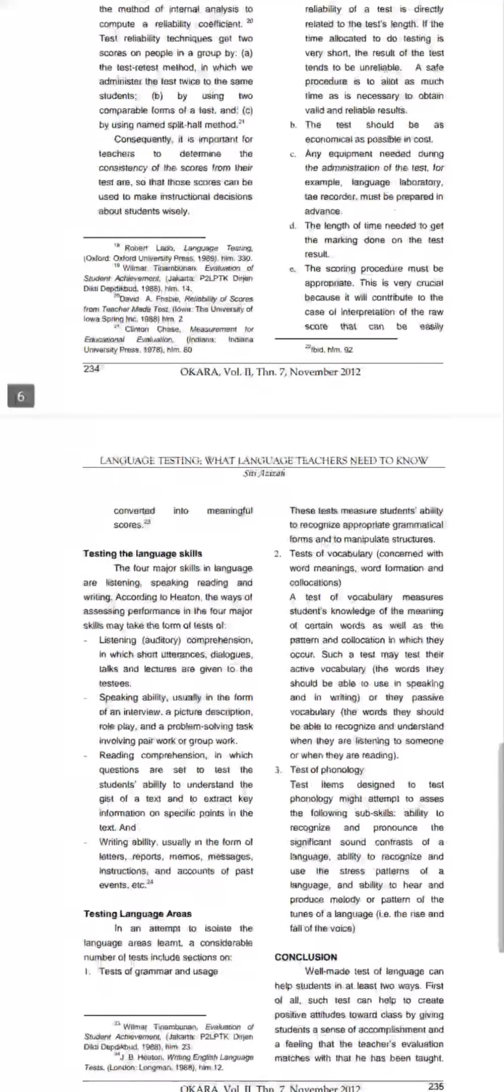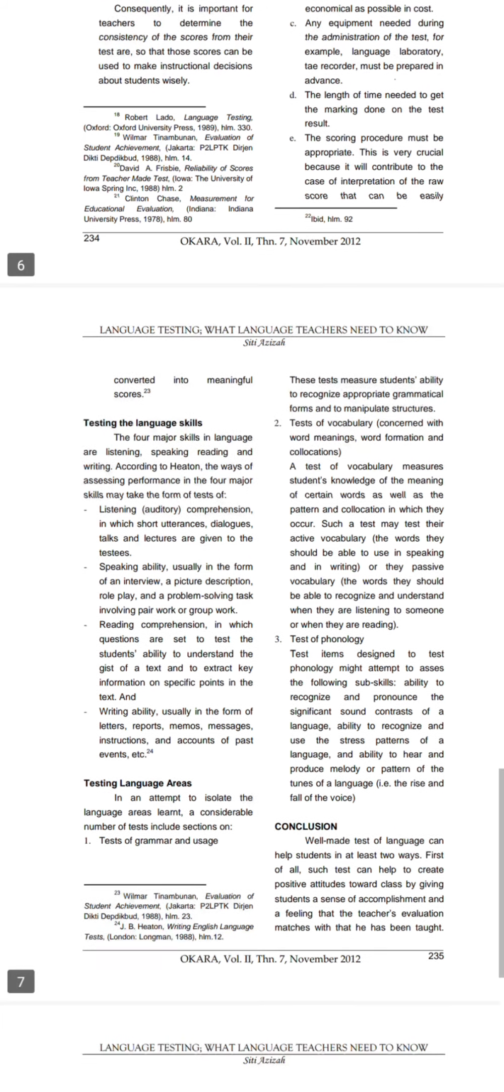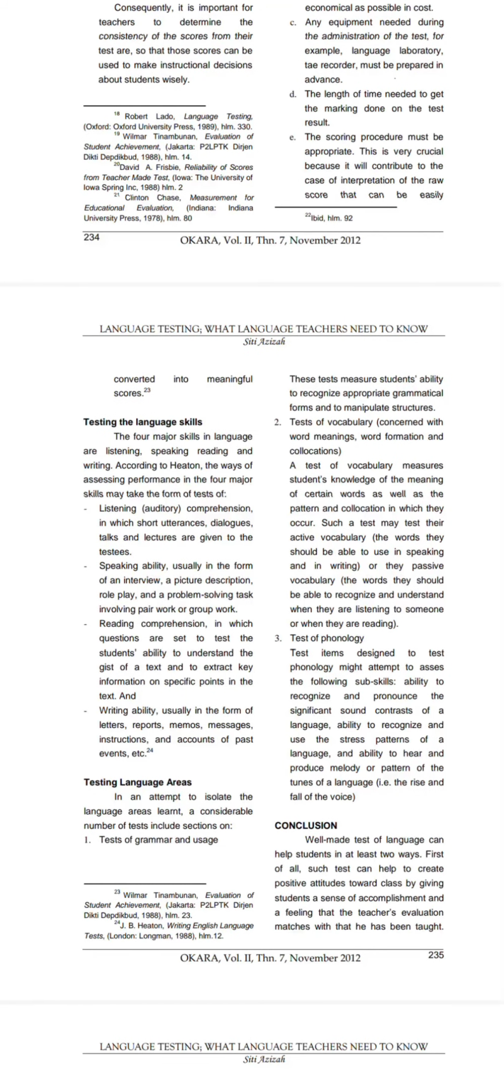Now I will explain testing the language skills. The four major skills in language are listening, speaking, reading, and writing. According to Hinton, the ways of assessing performance in the four major skills may take the forms of tests of first listening, the second speaking ability, the third reading comprehension, and the fourth writing ability.